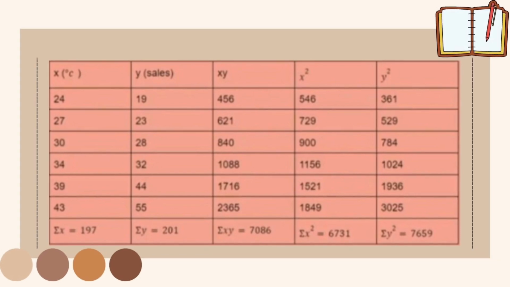Summation of x is equal to 197. Summation of y is equal to 201. Summation of x and y is equal to 7,086. Summation of x squared is equal to 6,731. And last, summation of y squared is equal to 7,659.